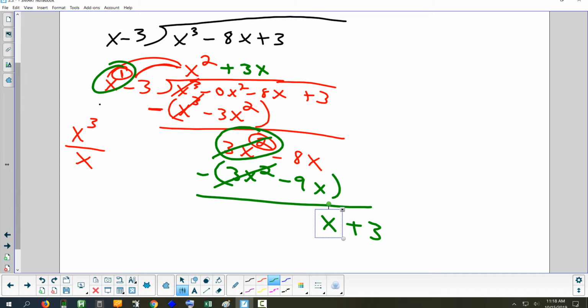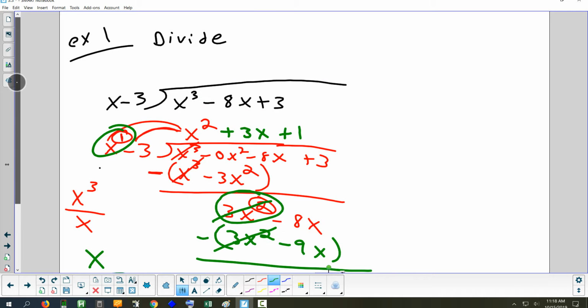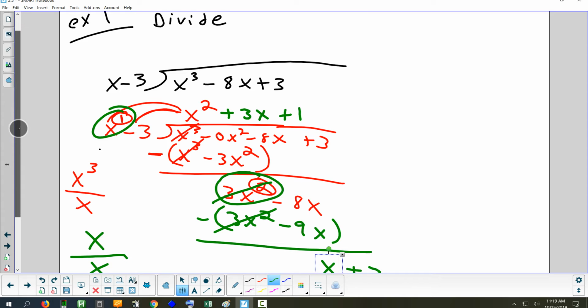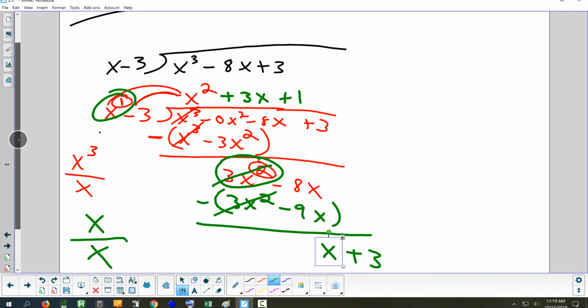You just get 3. Over. So you're doing the first term, x into x. Oh, 1. Now, if the directions just said find the quotient, you're done. The quotient is x squared plus 3x plus 1. The directions said divide. Divide means find quotient and remainder.